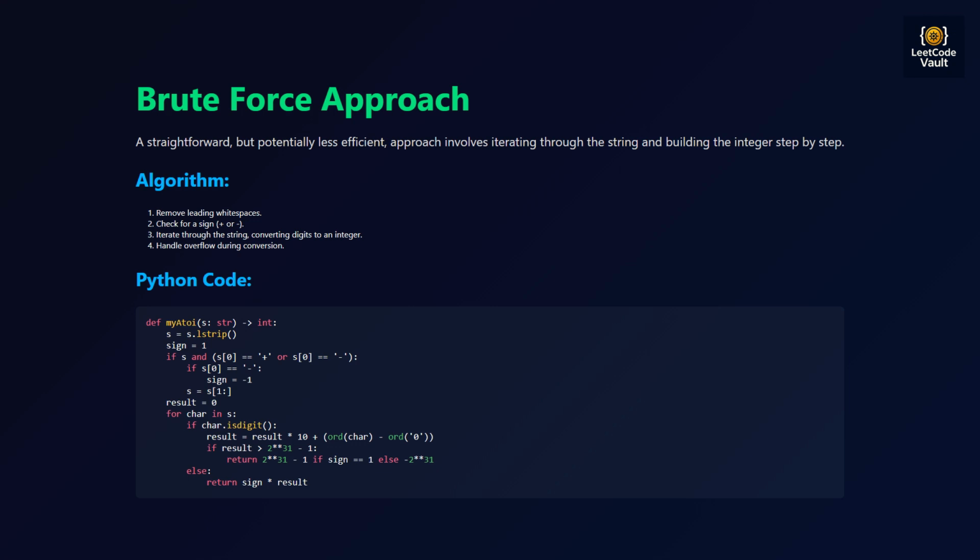Brute force approach. A naive approach would be to iterate through the string character by character. We'd first remove leading whitespace, then check for the sign. Then we'd accumulate digits until we encounter a non-digit character. This approach is easy to understand, but has inefficiencies.